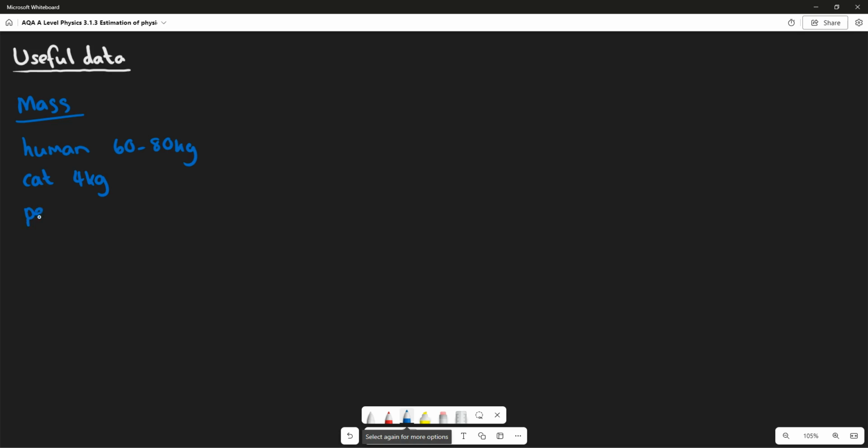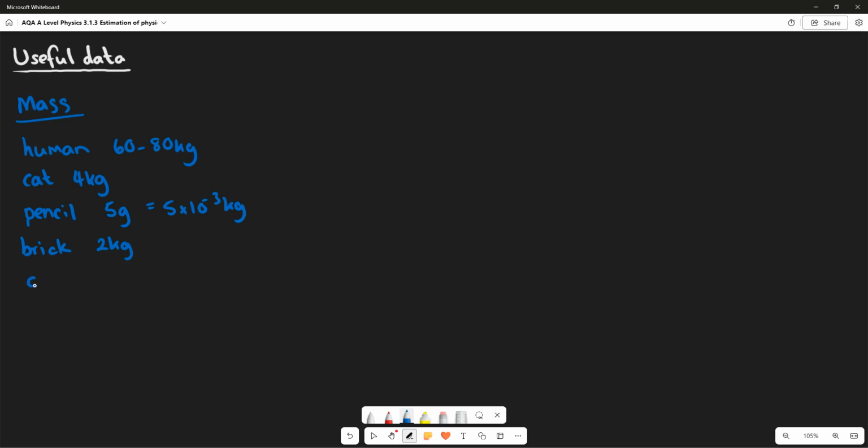An everyday object like a pencil is approximately 5 grams. We wouldn't express it in grams, of course, we'd express it in kilograms. So that would be 5 times 10 to the minus 3 kilograms. A brick is a very useful one. We can all imagine holding a brick, and a brick is about half the mass of a cat.